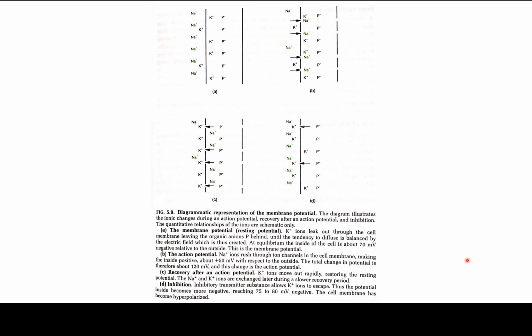At the moment of equilibrium, the inside of the motor neuron is approximately 70 mV negative with respect to the outside. This difference of 70 mV is the membrane potential. Essentially, it has been created by the potassium battery.